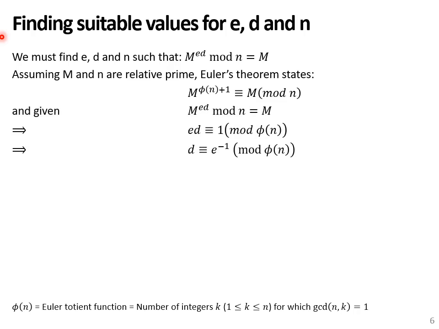And from this statement, we can derive that given m to the power e times d modulo n equals m, we can then derive that e times d equals totient n plus 1 modulo totient n. Obviously, totient n plus 1 modulo totient n equals 1, so then e times d equals 1 modulo totient n, or d equals e to the power minus 1 modulo totient n. Or in other words, d is the multiplicative inverse of e modulo totient n.